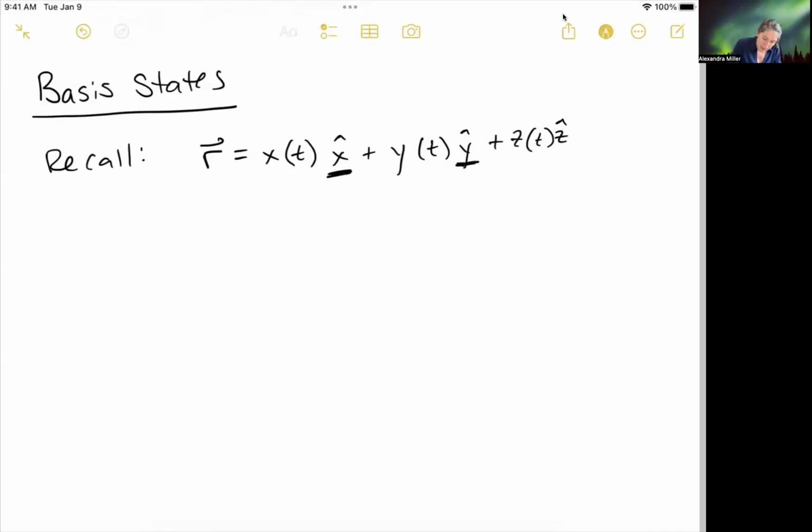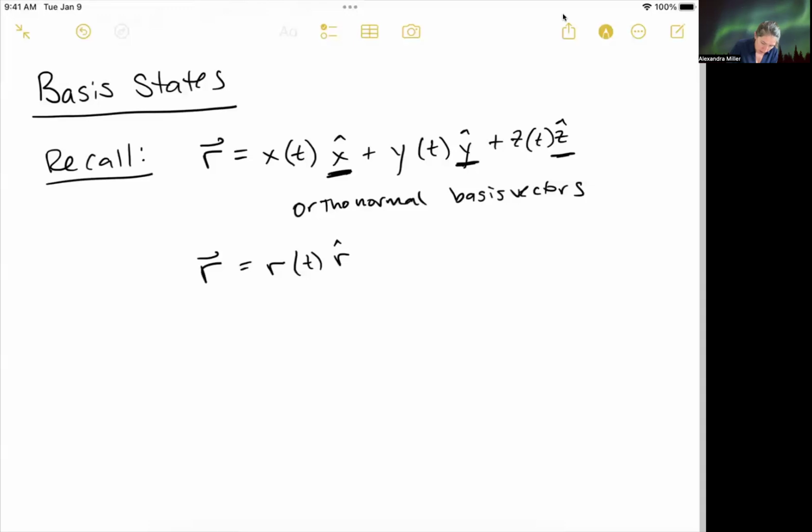And writing these in these familiar ways, this x hat, y hat, and z hat are orthonormal basis vectors. Again, these are probably the first ones that you learned about, but when you moved on in your physics career, you might have learned that we could have made a different choice and instead maybe written these in polar coordinates, where we have some r hat, some theta hat, and then phi hat.